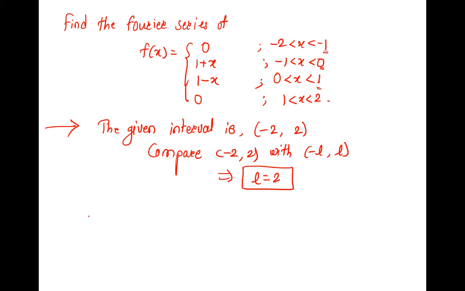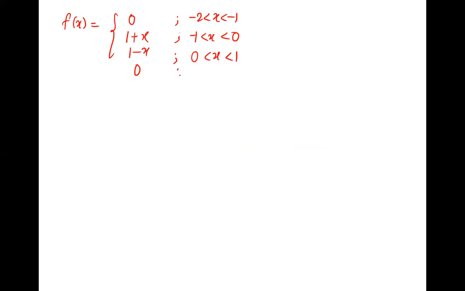And as it is minus L to L, check whether the function is even, odd, or neither even nor odd. So I'll go to next now. I'm writing f of x again: 0, 1 plus x, 1 minus x, 0, in minus 2 to minus 1 and so on. Okay, this is what is given to you.